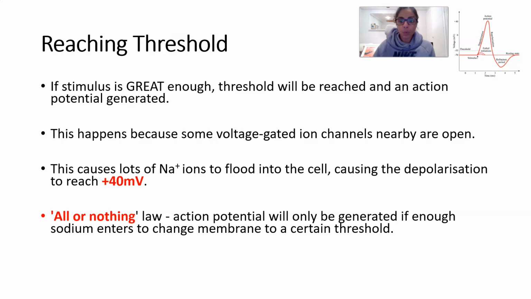Now, once you get over the threshold potential, which is negative 55 millivolts, you are then committed to an action potential occurring. This is known as an all or nothing event, and an action potential is going to occur if this energy level is reached.